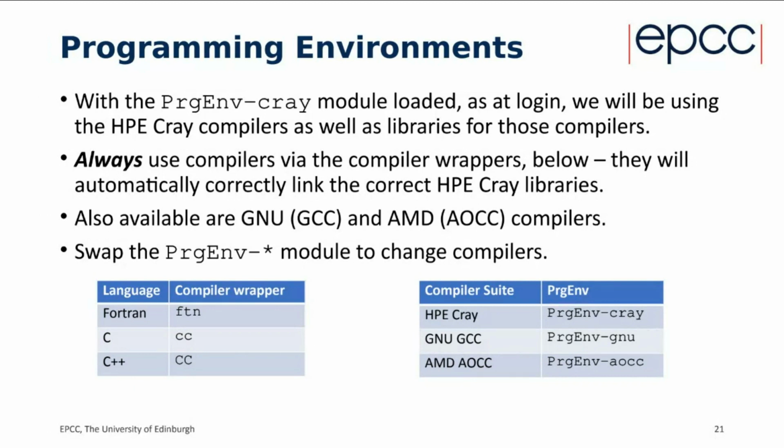As well as the HP Cray compilers, we've also got GNU and AMD compilers available. If you want to use those, the only thing that you change is the progenv module which you have loaded. You don't change the name. Remember, you always use ftn, cc, or for C++, capital CC to use the compilers. You just change your progenv module from progenv-cray to progenv-gnu or progenv-aocc.